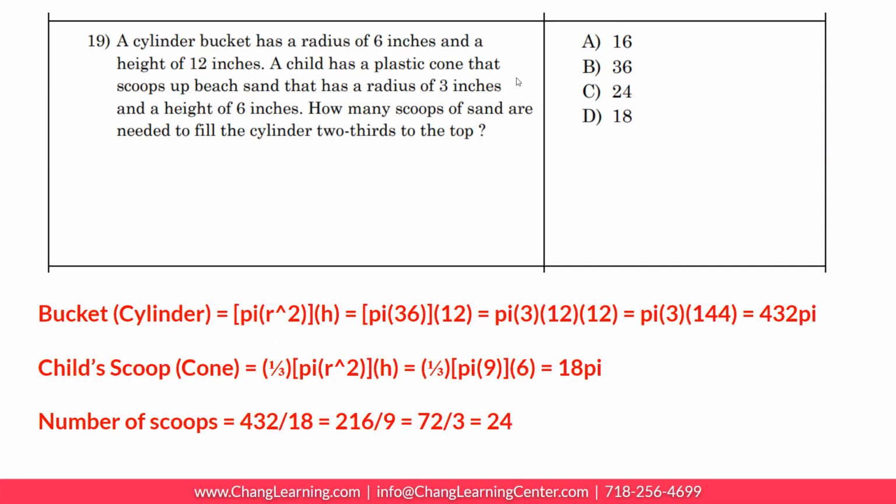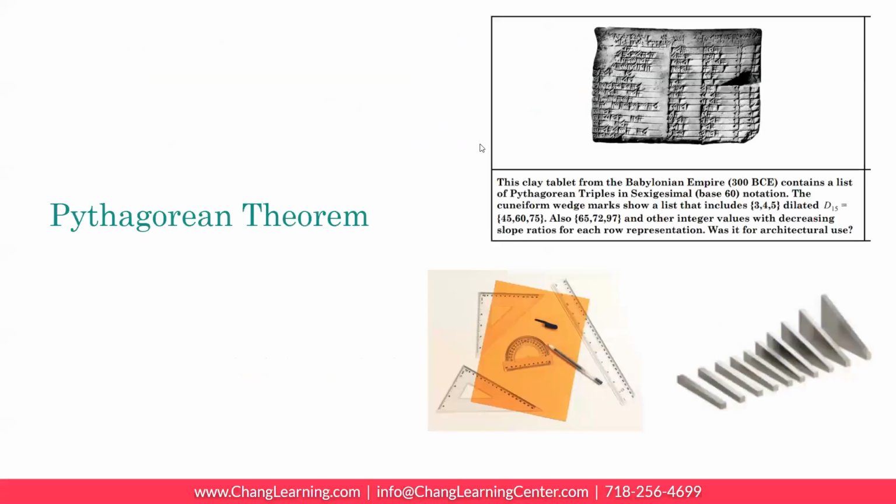Okay, so that's a typical trap answer. C is not the correct answer. The correct answer is A, 16. So we only have to fill up the bucket 2/3 of the way, okay? So the correct answer is choice A. So watch out for those extra steps that are in the problems as presented.